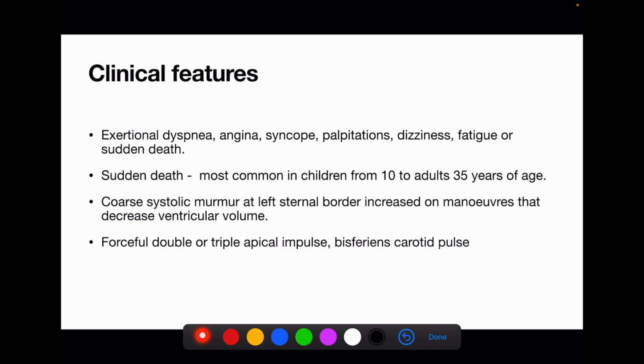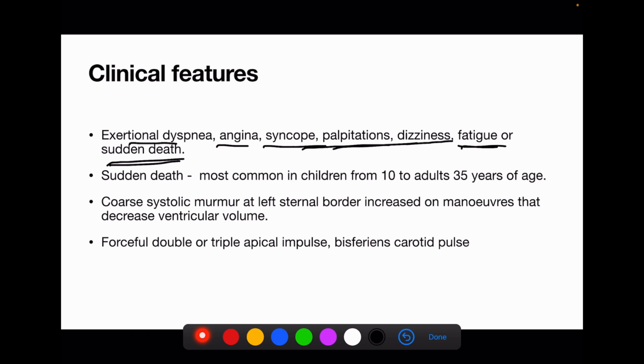And the clinical features, as I just explained in the previous slide, are why these symptoms might occur for these patients. The symptoms that you might see are exertional dyspnea. That can be because of heart failure and mitral regurgitation, with the back pressure being transmitted to the pulmonary vessels, leading to exertional dyspnea. And angina because of the supply-demand imbalance, hypertrophied myocytes and everything. Syncope, palpitations, and dizziness could all be because of arrhythmias, and fatigue also could be because of heart failure, and sudden death could be because of arrhythmias.